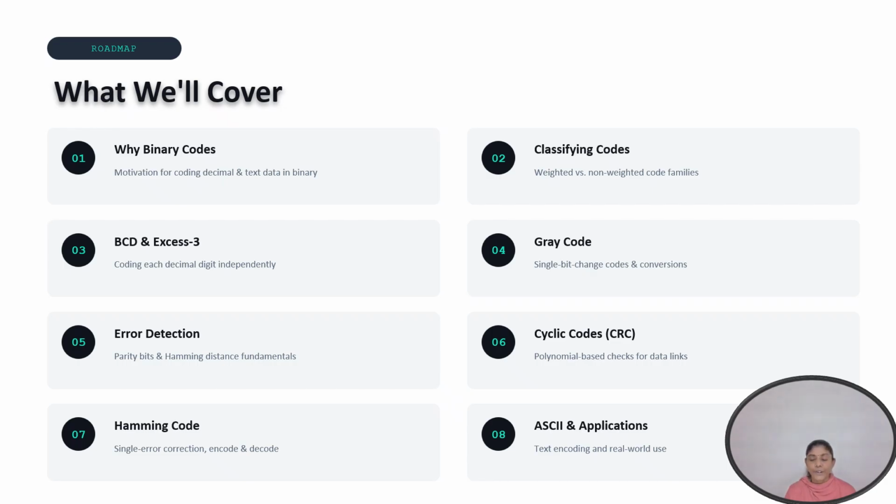So after the end of this session, you will be able to answer all these questions. Why binary codes? What are the classifications of the codes? What is meant by BCD and XS3? What is gray code? What is the error detection and error correction codes? What is meant by cyclic codes, CRC? What is meant by Hamming code and what are the applications of ASCII?